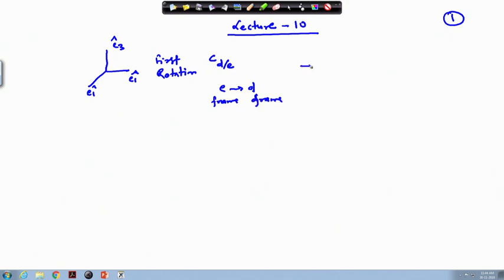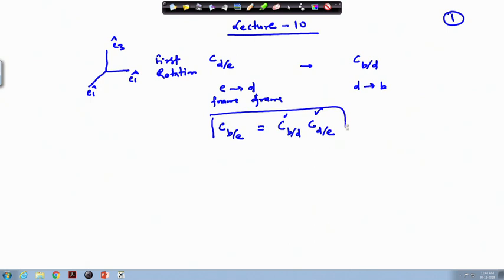The next rotation we give is from D to B frame. I have chosen notation like this. So, here D to B frame. That means we are operating like this: the first rotation we have given like this, and on that we are operating by this, and this we have shown to be equal to CBE, and in this connection we have derived some results.